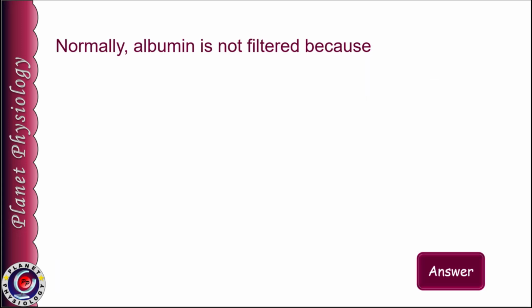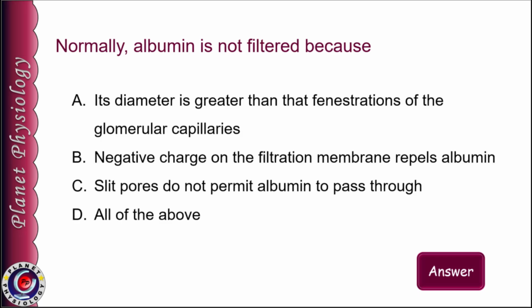Next question. Normally, albumin is not filtered because A. Its diameter is greater than that of fenestrations of glomerular capillaries, B. Negative charge on the filtration membrane repels albumin, C. Slit pores do not permit albumin to pass through, and D. All of the above.